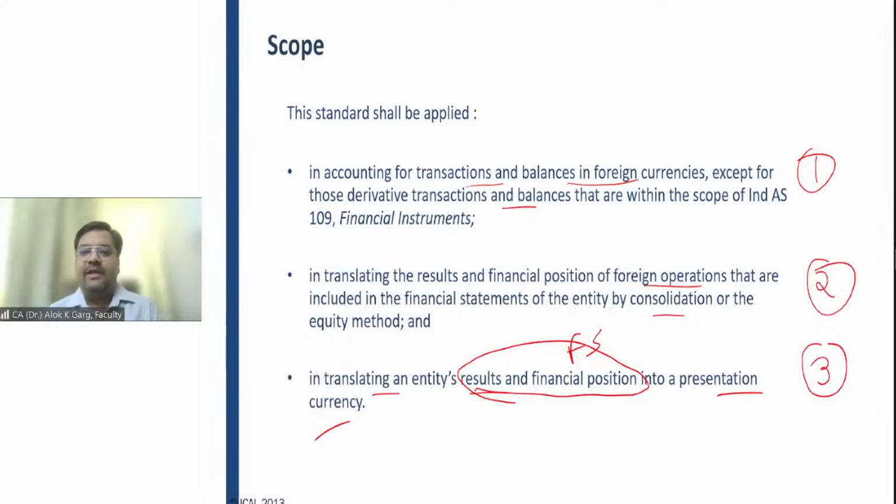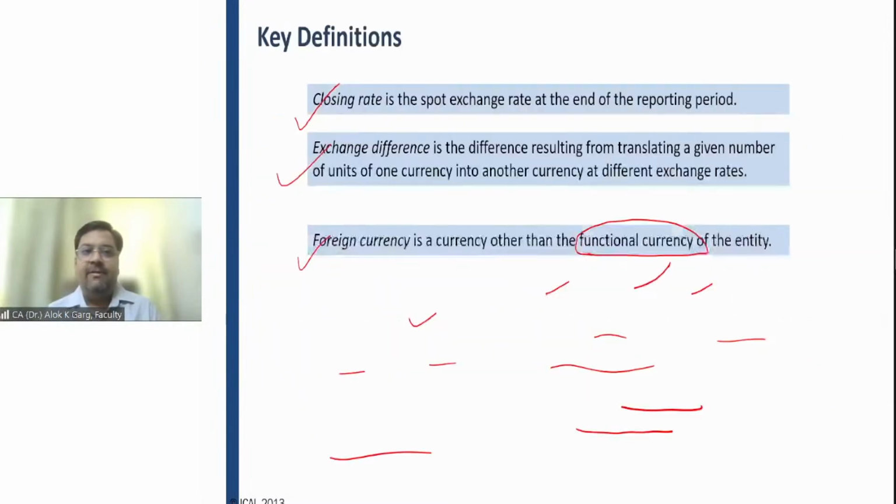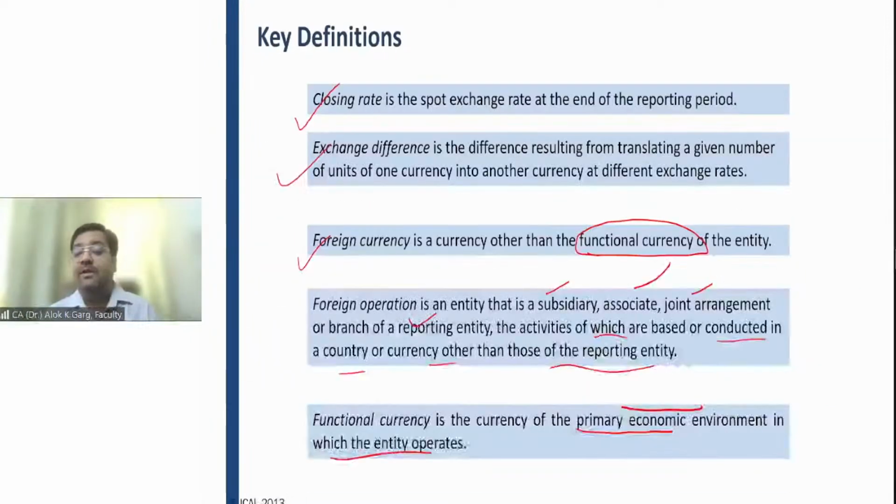Then we discussed the objective and scope, and some definitions. We discussed what is meant by foreign currency: a currency other than the functional currency. What is meant by foreign operation? A foreign operation means a subsidiary, associate, joint venture, or a branch which is based outside the territory of the parent entity.